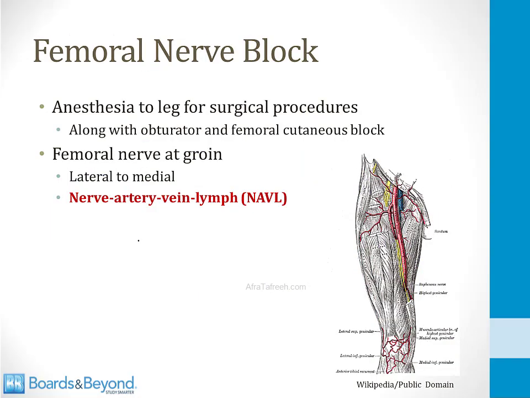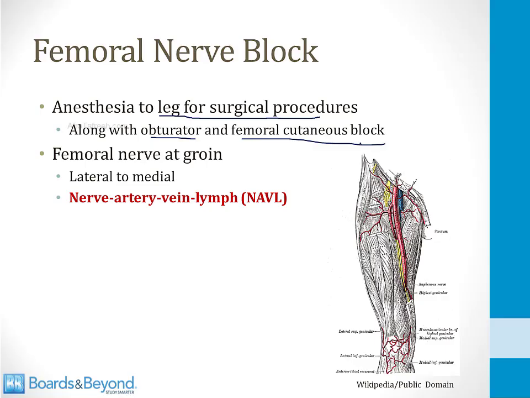Femoral nerve block is a technique used for anesthesia to the leg for surgical procedures. Basically, you inject a local anesthetic into the femoral nerve so that the patient will lose sensation in the leg for a surgical procedure. This is usually done together with block of the obturator and femoral cutaneous branches so that the entire lower leg will not have sensation.